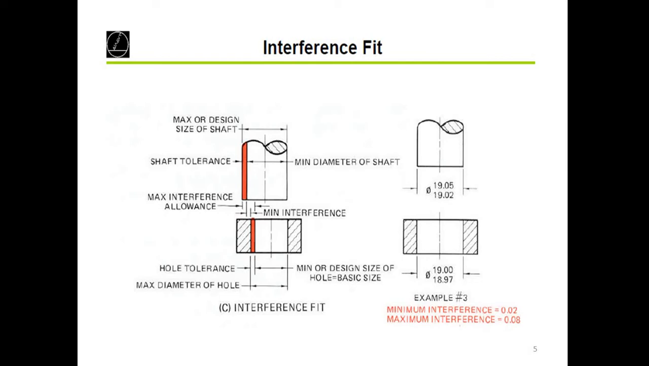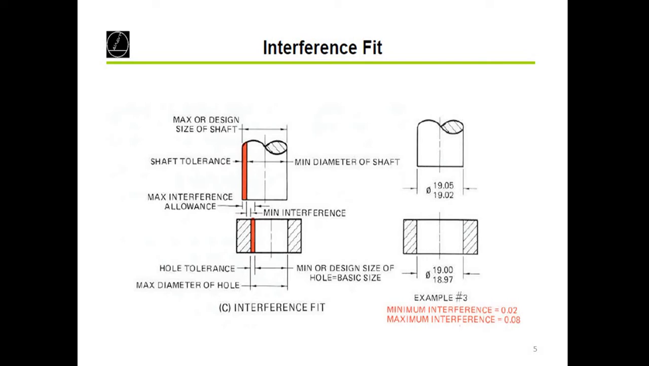Now, considering the shaft, the maximum or design size of the shaft is shown, then the minimum diameter of the shaft is there, and that shaded portion shows the shaft tolerance. Similarly for the hole, the maximum diameter of hole is shown, the minimum diameter of hole, that is the design size of the hole, is shown, and this shaded portion gives the hole tolerance.